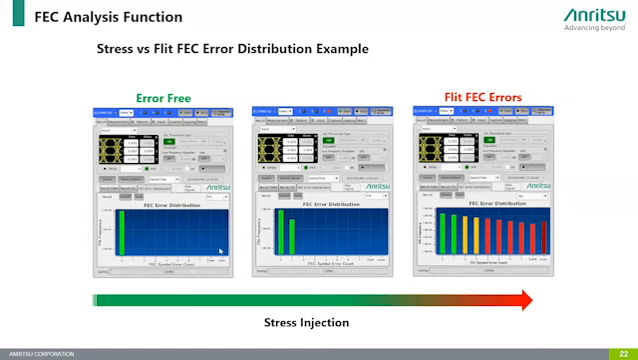This is just an example. When you inject no SJ, actually there are no errors. Now start injecting SJ, and you start seeing some errors, but still correctable. Then inject a lot of SJ, and now FEC is broken, with uncorrectable errors.